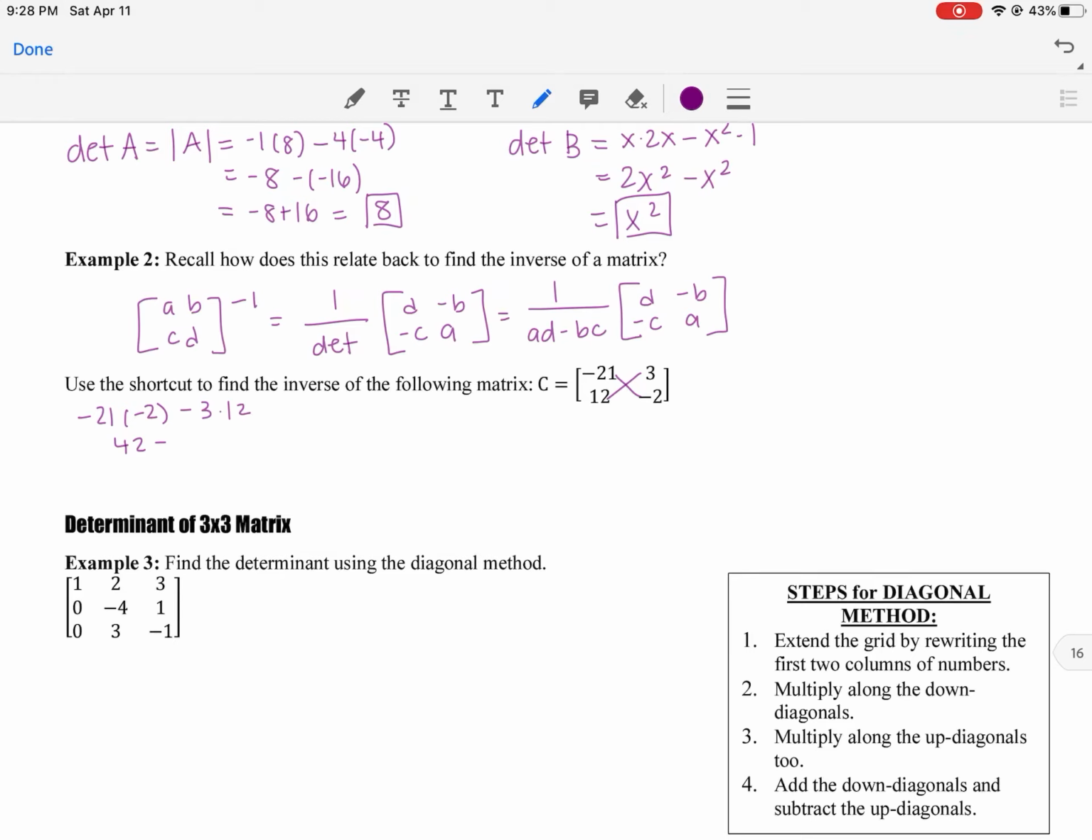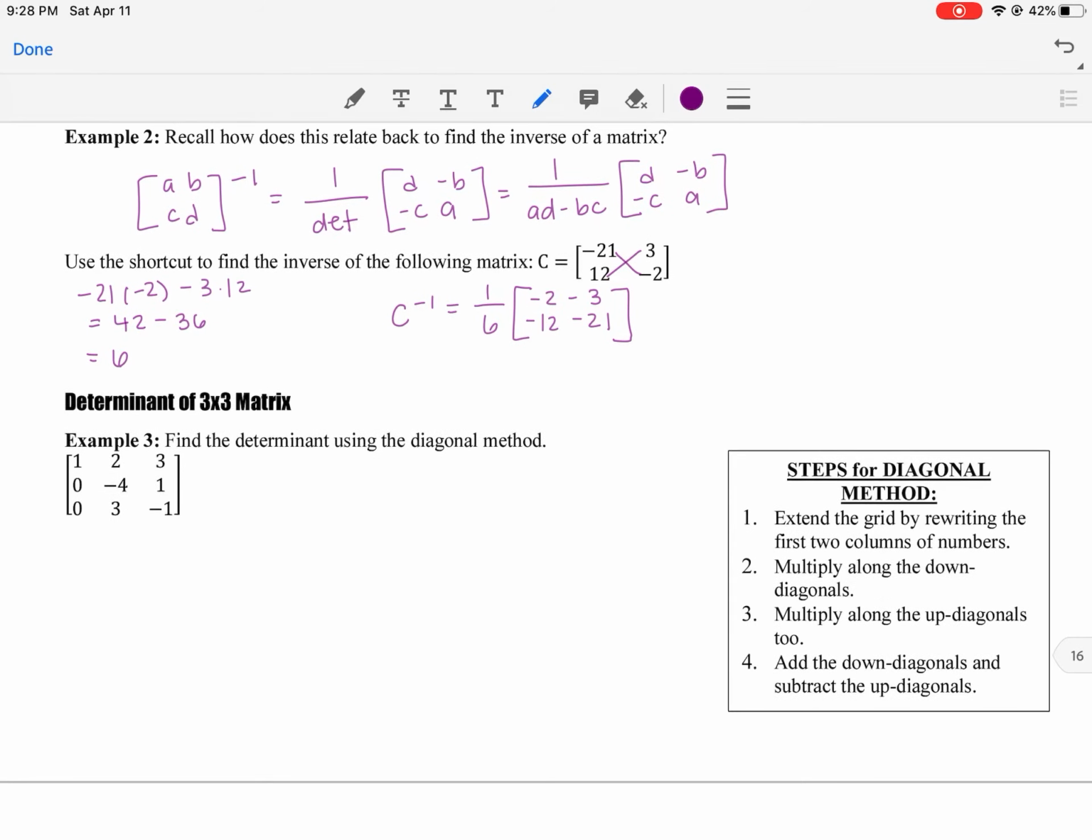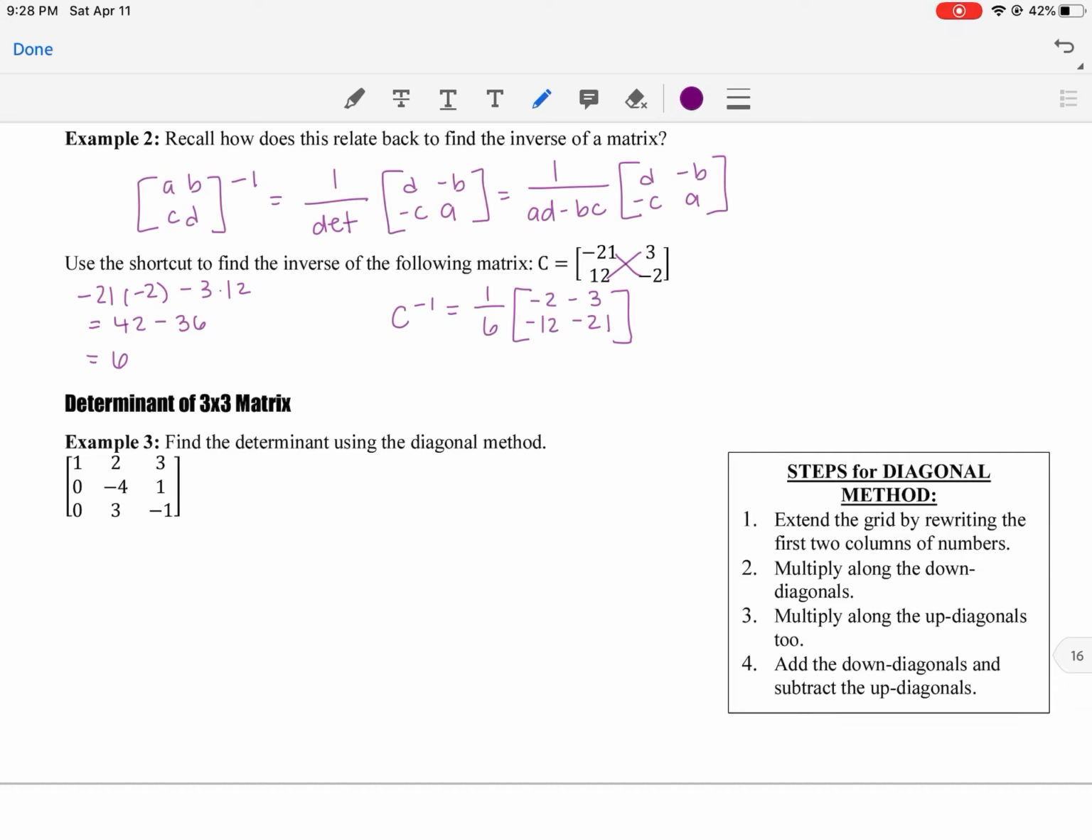So let's start with the determinant. We're going to do -21 times -2, and we get 42, minus 3 times 12, which is 36. Our determinant then is 6. So the inverse of matrix C is 1 over 6. We flip-flop the -2 and the -21. We negate the 3 and the 12. If you want to leave it like that, that is perfectly acceptable. You may also multiply it in, but I am not going to take it to that step.